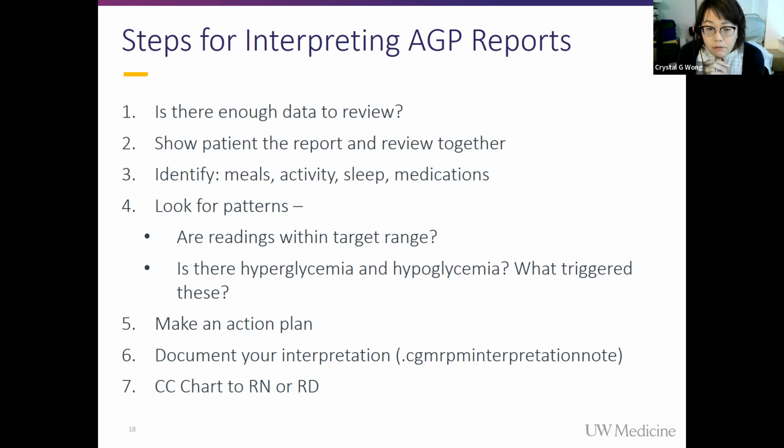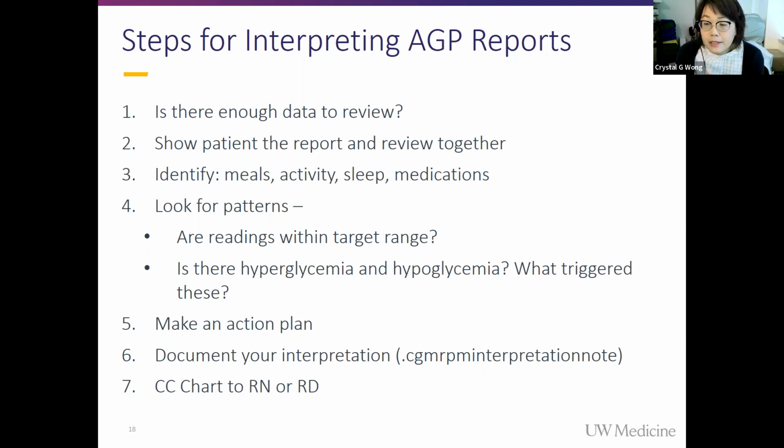And then, look at areas where there's hypers or hypos and try to figure out, what do you think is contributing to that? And then you make an action plan based on the interpretation. We have this nice dot phrase, the RPM interpretation note, that will make sure that you hit on all the things you need to be able to compliantly bill out that code. It's actually very simple to do that.